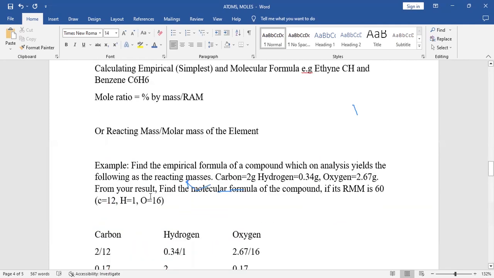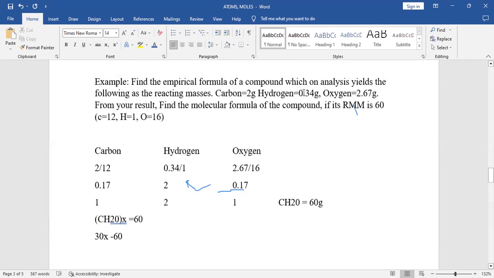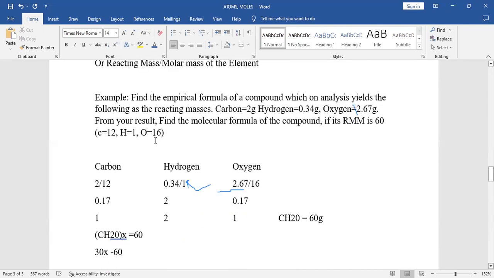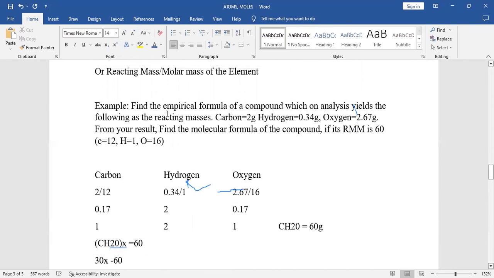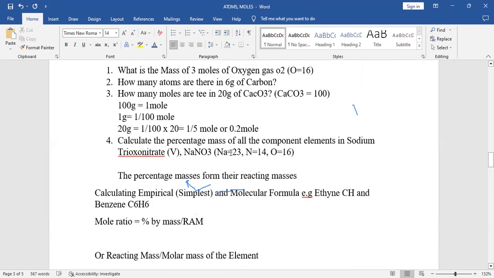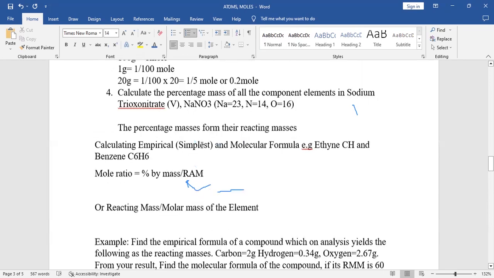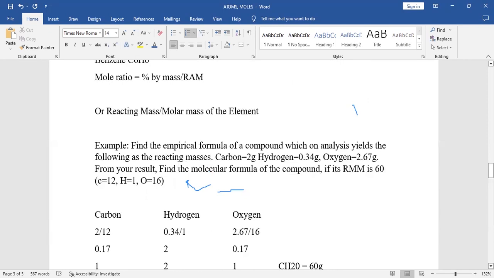Let me show you guys. Yes, like we did here. The reacting masses were already given to us, and then we just divide by the relative atomic mass. If they don't give you the reacting mass, but they give you the percentage by mass, like we did here, you can also use these percentage masses over the relative atomic masses. So we talked about that.